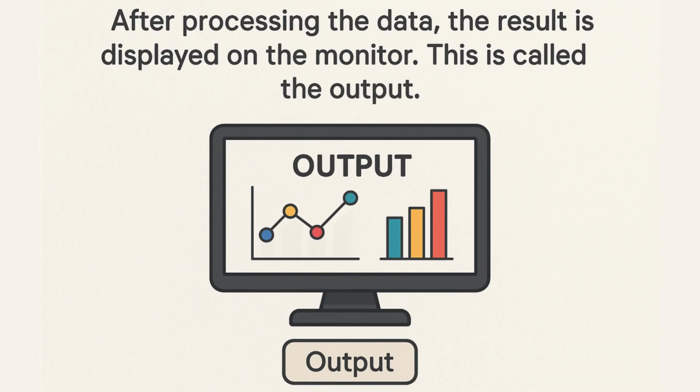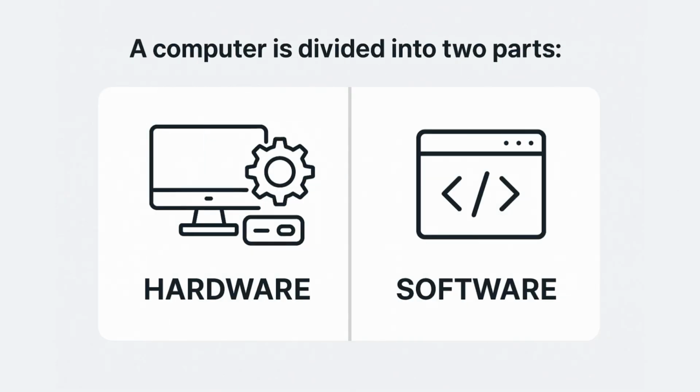After processing the data, the result is displayed on the monitor. This is called the output. That means whatever result you get is shown on the screen. That's your output. A computer is divided into two parts. First is hardware and second is software, which means hardware is what we can touch like the keyboard, while software is what runs inside the computer.